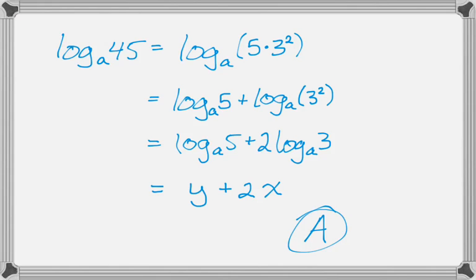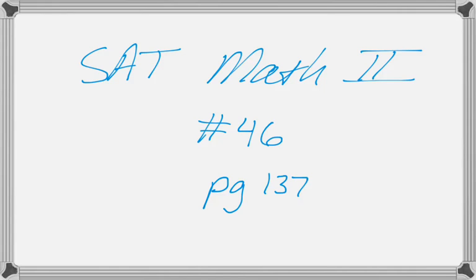All right, let's move on to number 46. 46 is a good question. You are told that you have an angle theta, and the sine of theta is t, and theta is between 0 and pi over 2, which means it's just in a right triangle, and we have to find the tangent of theta.